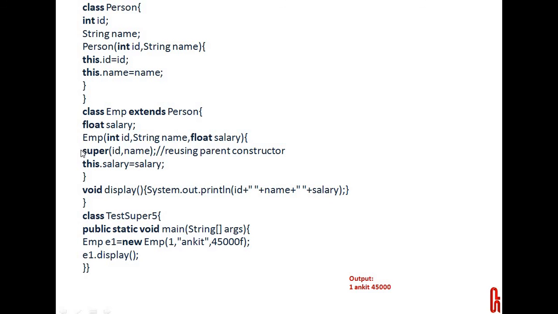So by using super followed by the arguments, that will invoke the parent class constructor for getting values. The output is 1 Ankit 45,000.